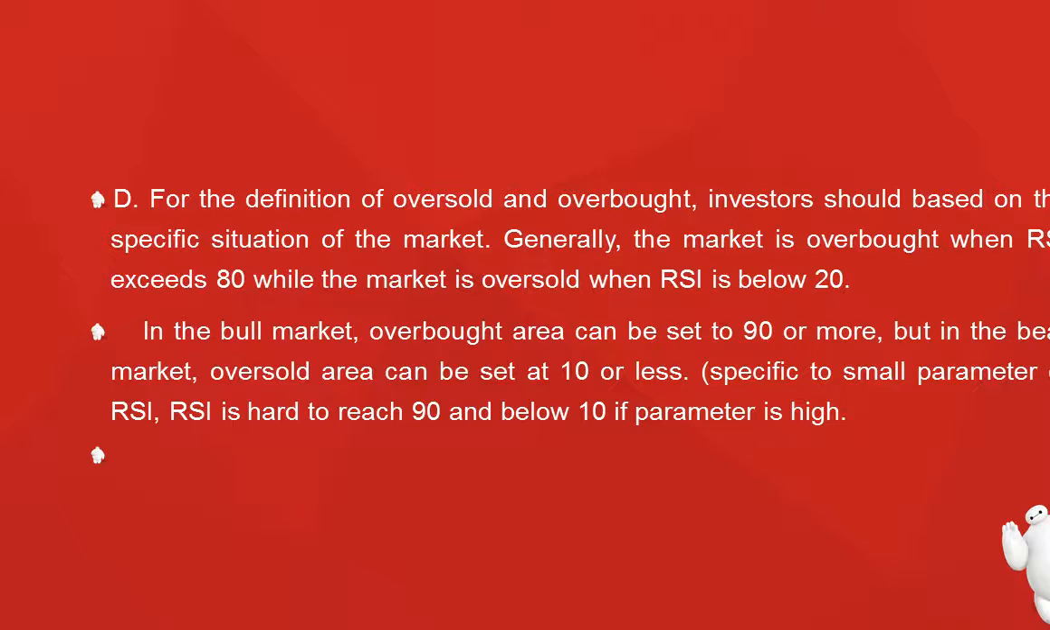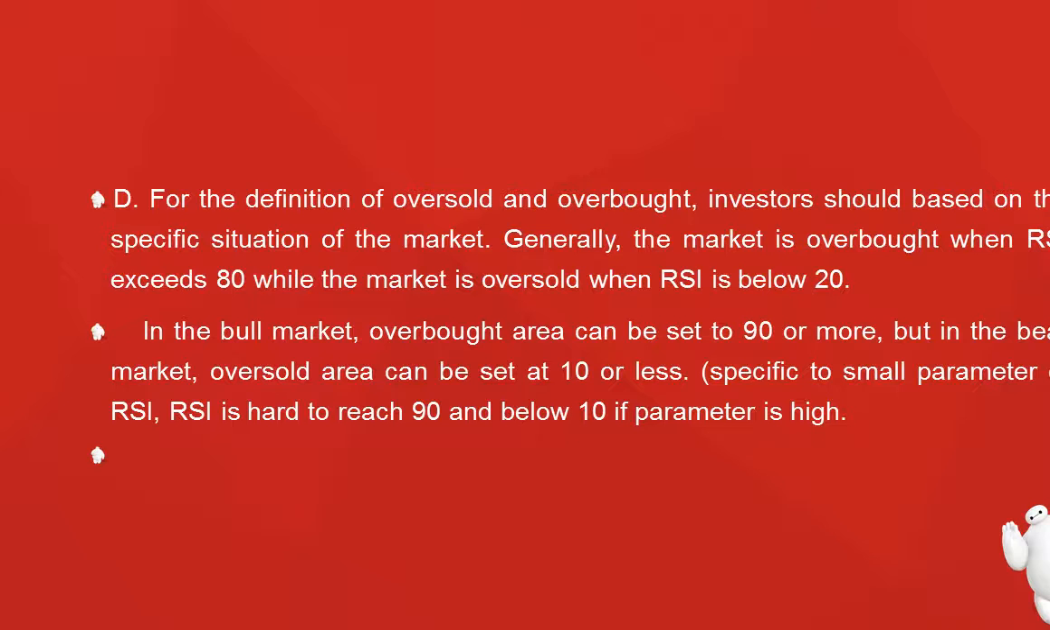But in the bear market, the oversold area can be set at 10 or less. If you see the market is in the bear market, you can set the KDJ 0 to 10, okay? So 10 or less. This is specific to the small parameter of RSI. RSI is hard to reach 90 and below 10 if the parameter is high. So why do we use 9 days RSI? Because if you use 40 days RSI, it's hard to reach 90 and below 10. Okay, so we need to use this one to judge.